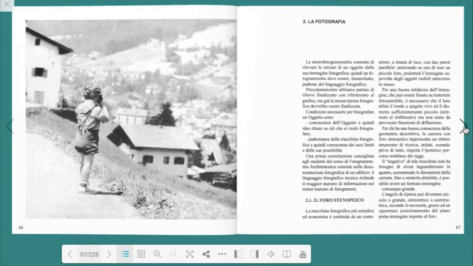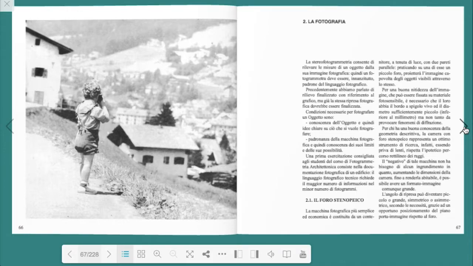Page 67. 2. Photography. Stereophotogrammetry allows one to detect the measurements of an object from its photographic image. Therefore, a photogrammeter must be, above all, master of the photographic language. Previously we talked about relief finalized with reference to the graph, but already the same photographic recovery should be finalized.